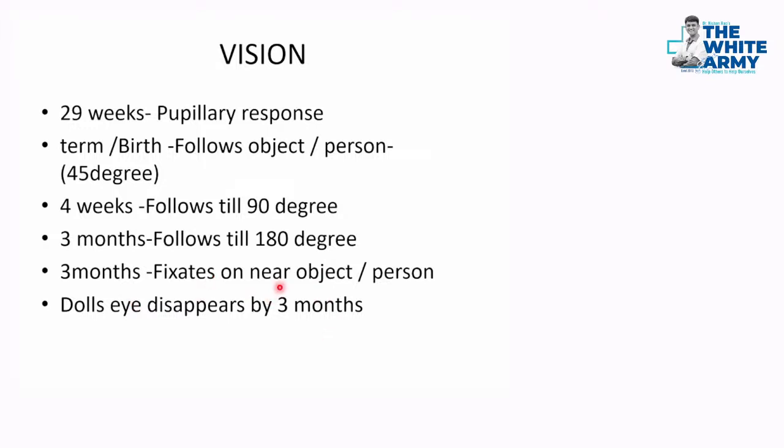And doll's eye, which is present at birth, disappears by 3 months. Now, doll's eye means if you take a Barbie doll or any play doll and you try to move the head of the doll, the eyeball will always lag. That is because the CNS and the coordination have still not developed well. So the eye always lags behind and then fixates to the side where the head is turned. This maturation of the CNS happens around 3 months. So by 3 months, doll's eye disappears.